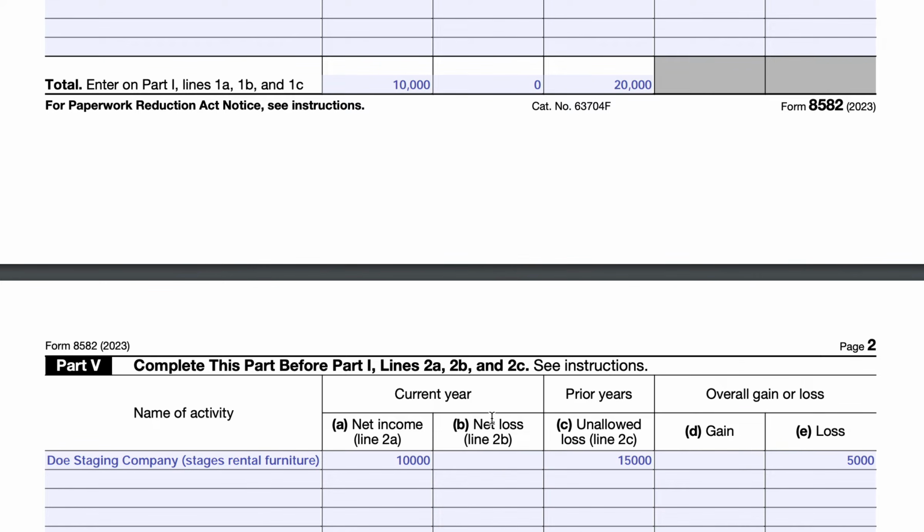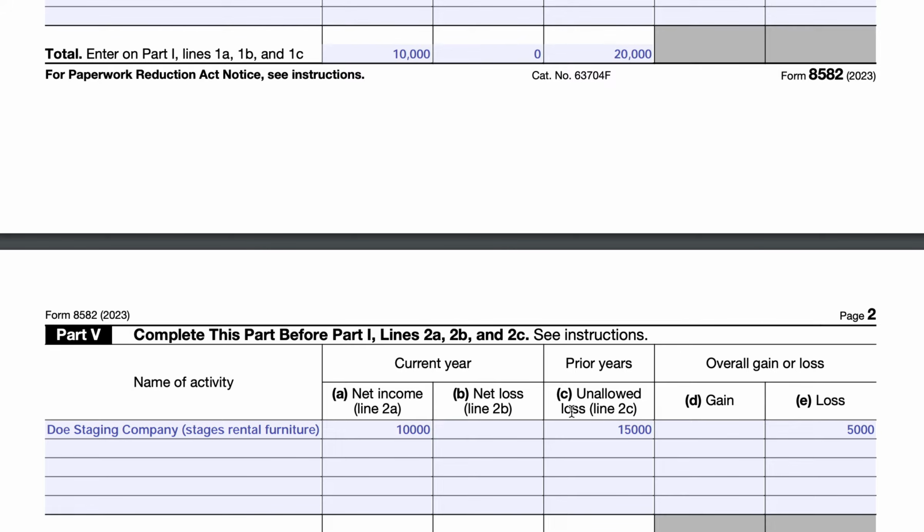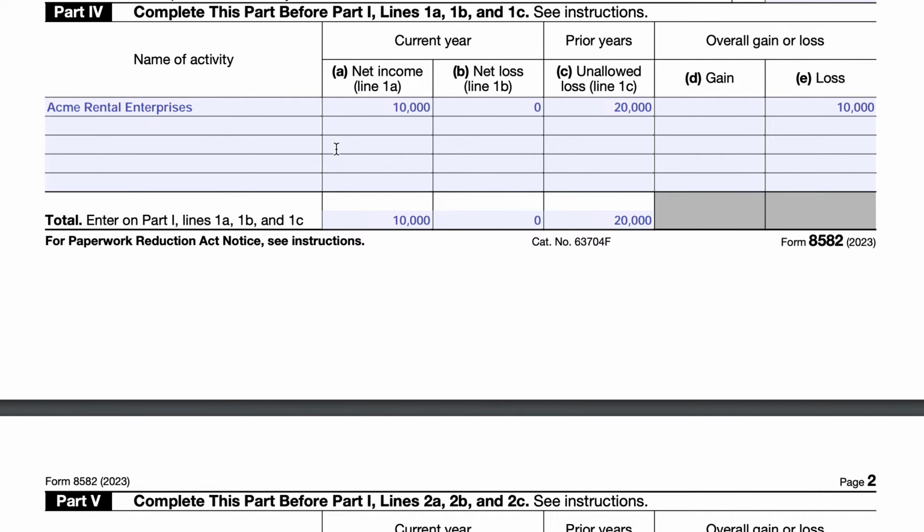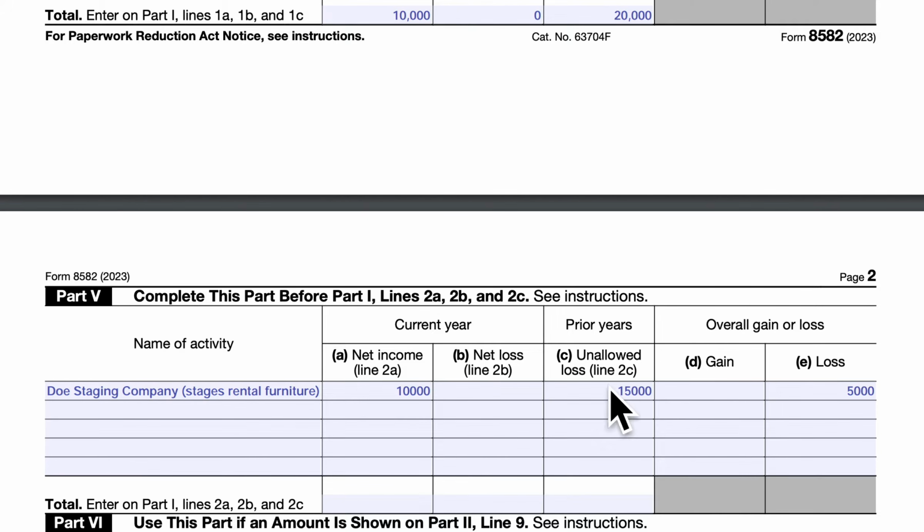In part 5, this is basically all other passive activities that don't meet the active participation for rental real estate criteria. In this case, John Doe has a staging company where he stages rental furniture in support of this home rental business. He made $10,000 and he has $15,000 of prior year unallowed loss. These numbers will be carried over to lines 2A, 2B, and 2C. And then if you subtract this across the board, you'd get a net loss of $5,000.